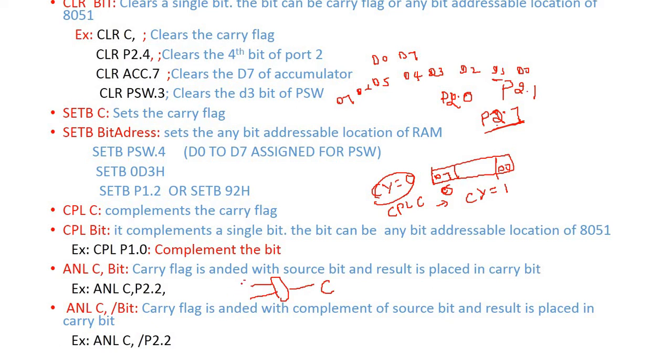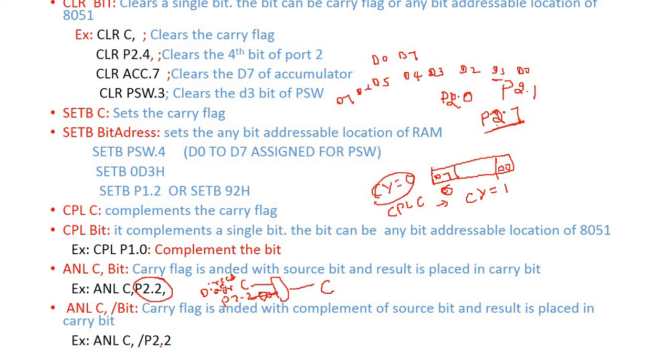Correct? So this is C, and this bit can be any, for example P2.2, or it can be any direct address. The only condition is that it should be a bit-addressable location of the 8051. Similarly, here we have ANL C, /bit. So /bit means complement of the port.